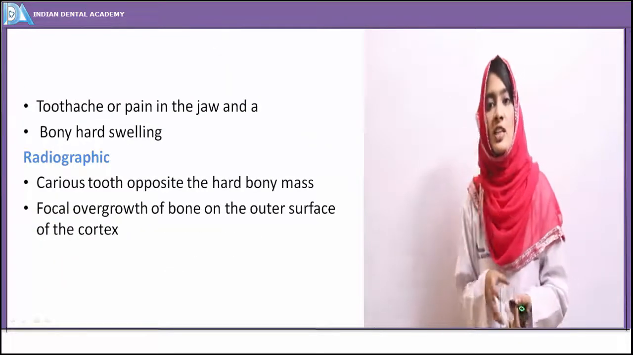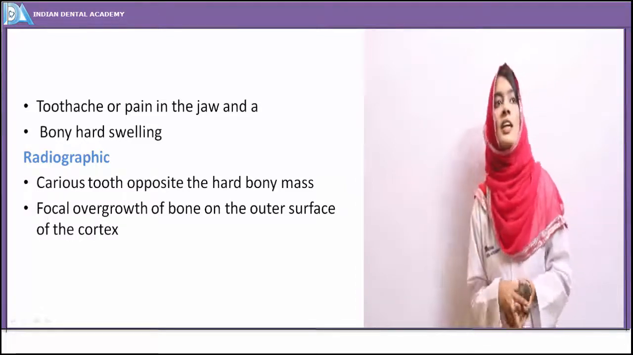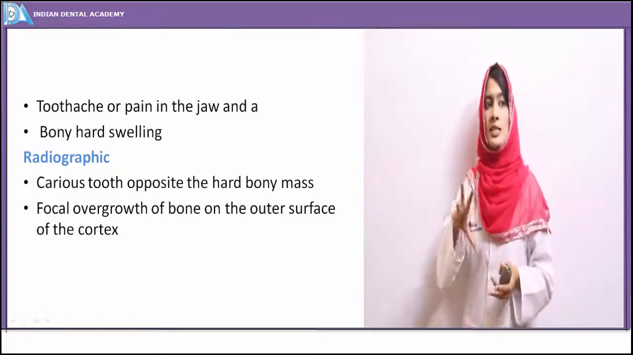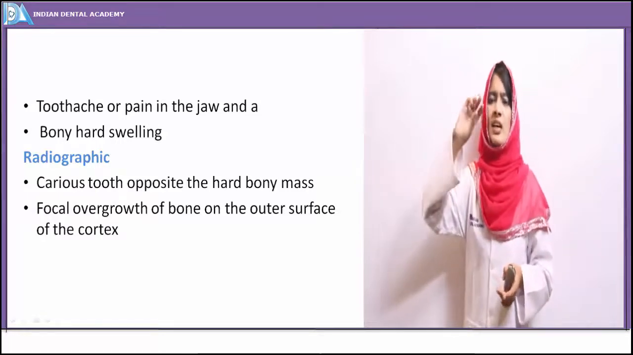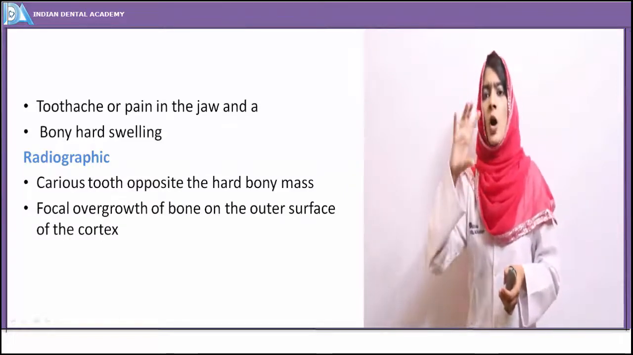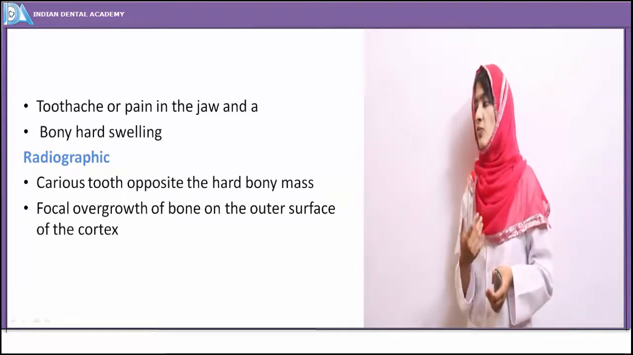Characteristic features of pain in the jaw are present. Along with that, swelling and expansion of the cortex is present. The swelling is characteristically very hard in nature. When you see the radiographic appearance, you see that some infection like a mild carious process involving the tooth and pulp is present opposite this thickening of the periosteum or the gross thickening of periosteum.